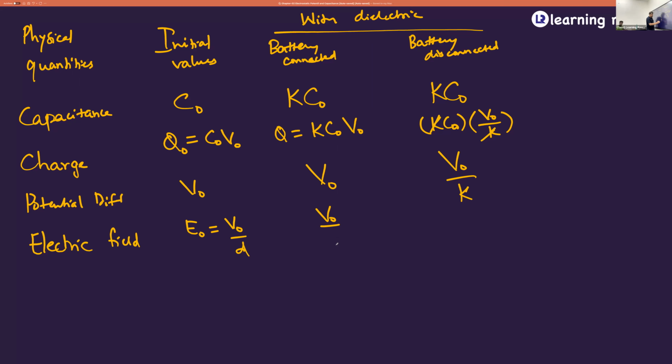The new electric field will be V naught by D. What will the new electric field here be? V naught by K into D, meaning the electric field will decrease by a factor of K.